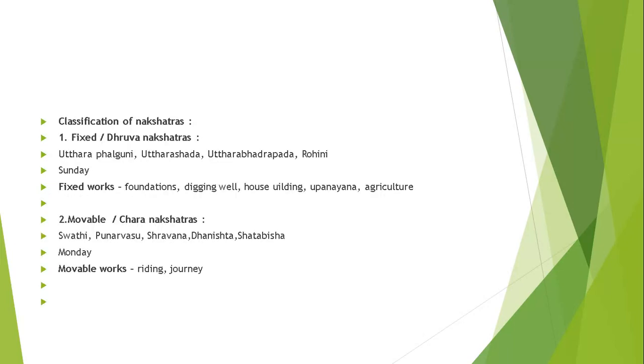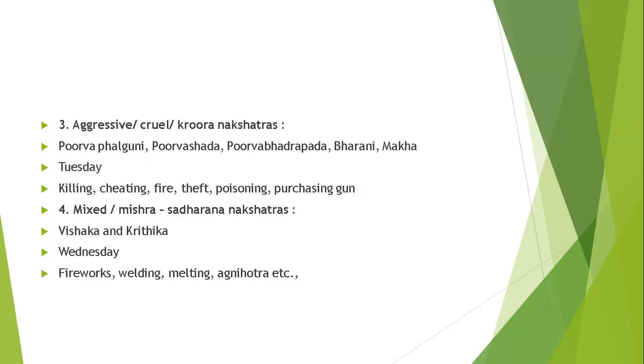Then again, there is another type of classification based on the characteristics. That is fixed nakshatras or Dhruva nakshatras. They are generally used for fixed works, like Uttara Palguni, Uttarashadha, Uttara Bhadrapada, Rohini. And foundations, digging wells, house building, Upanayana, agriculture. So these are fixed works. Then movable are Chara nakshatras: Swati, Punarvasu, Shravana, Dhanishta, Shatabhisha. So movable works like riding, journey, traveling, all those things will come.